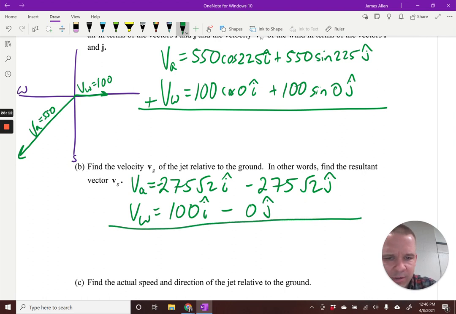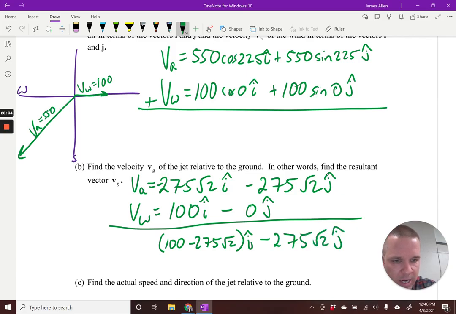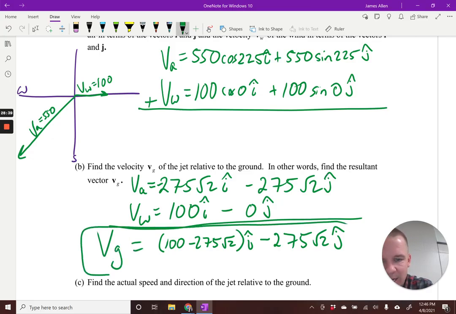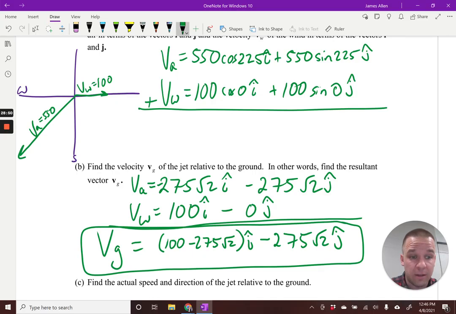All right, so if we add these 2 together, we would have negative 275 root 2 plus 100 I hat, or we could do 100 minus 275 if you don't like that negative out in front. And I kind of don't, so that's why I'm going to do that, because I'm the one doing this right now. And then I'd have minus 275 root 2 J hat. So that is velocity relative to the ground, exact answer. And I believe that's how they want you to enter things into MyMathLab for this one. But we can also get an approximate value by plugging those into our calculator.